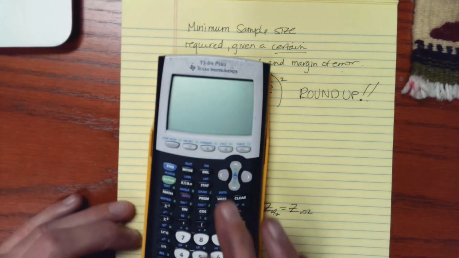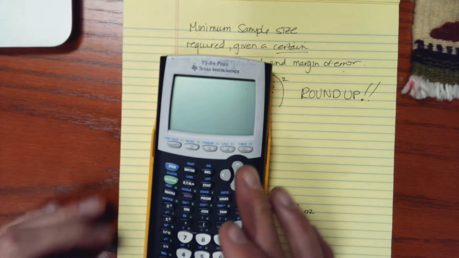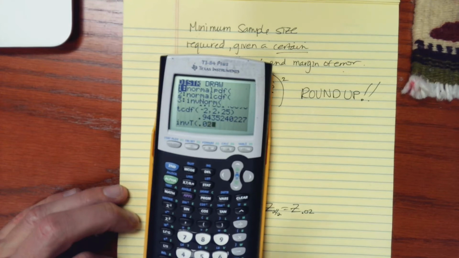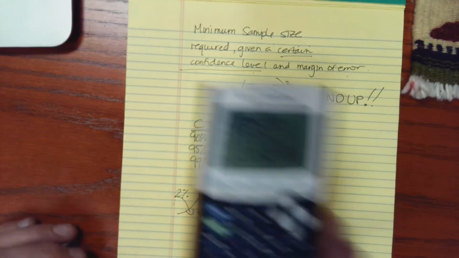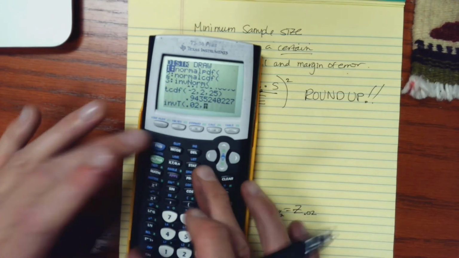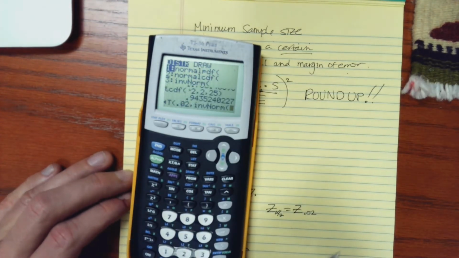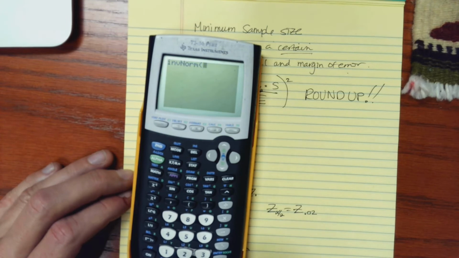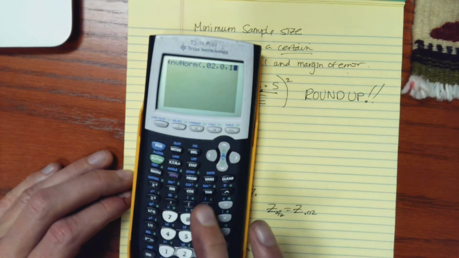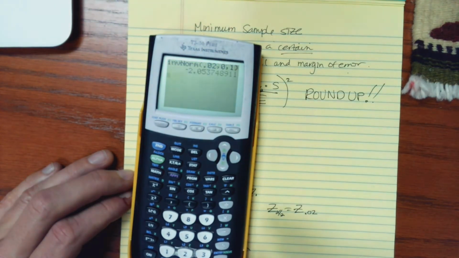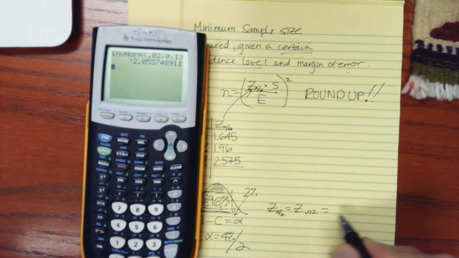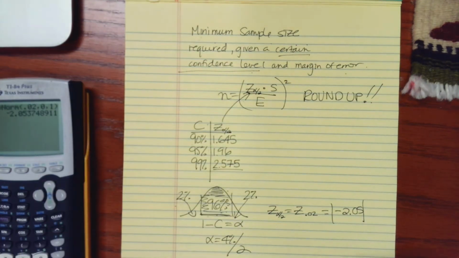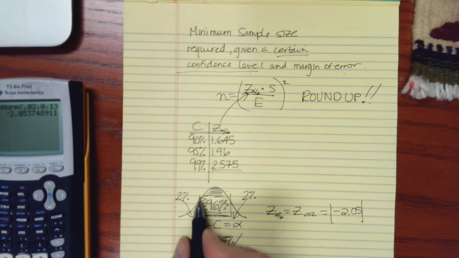So I can use my inverse t function with 0.02. Now, I'm sorry, that's inverse t. I want the inverse norm. And so I would put in 0.02 and 0 and 1 because that's the mean and the standard deviation for the standard normal curve. And I can find that this is negative 2.05. And you can just use the absolute value of that. So this z-score here is negative in this one spot.